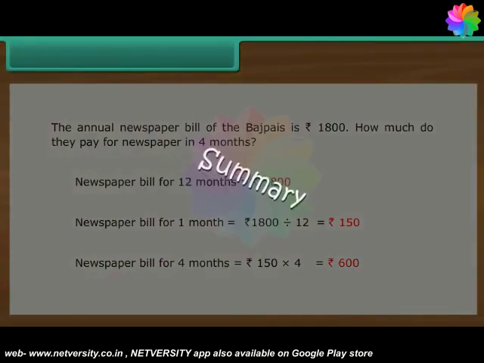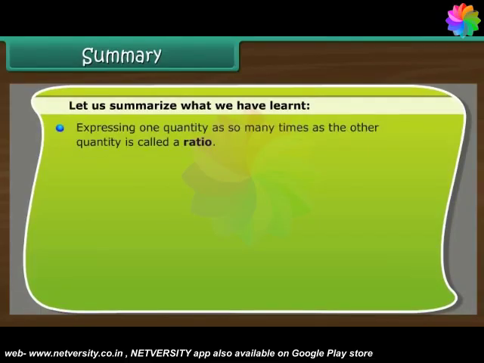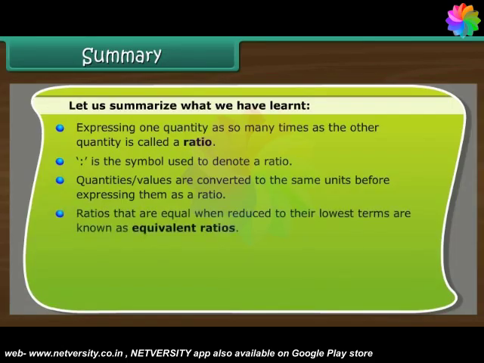Summary. Let us summarize what we have learned. Expressing one quantity as so many times as the other quantity is called a ratio. Colon is the symbol used to denote a ratio. Quantities, values, are converted to the same units before expressing them as a ratio. Ratios that are equal when reduced to their lowest terms are known as equivalent ratios.